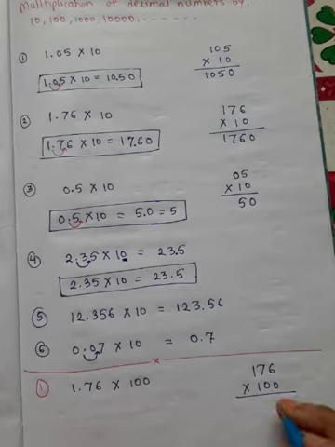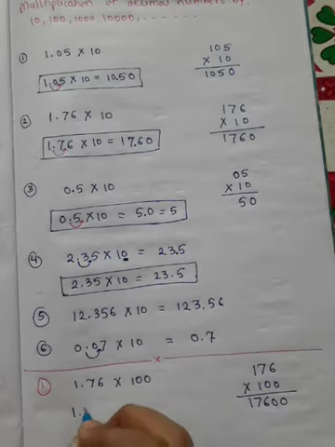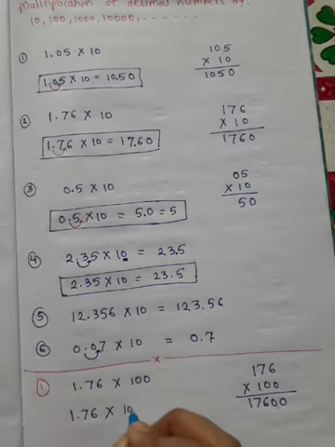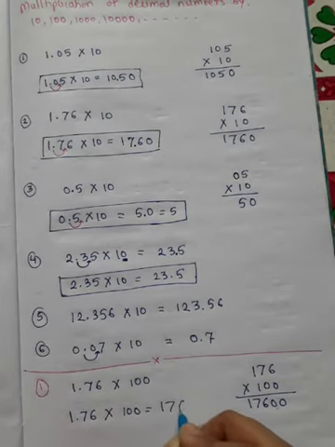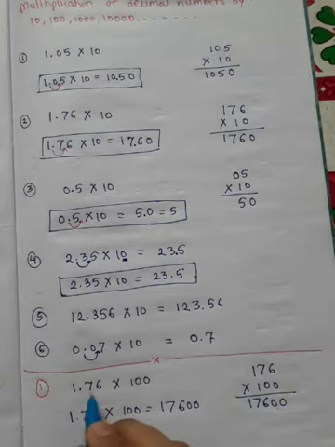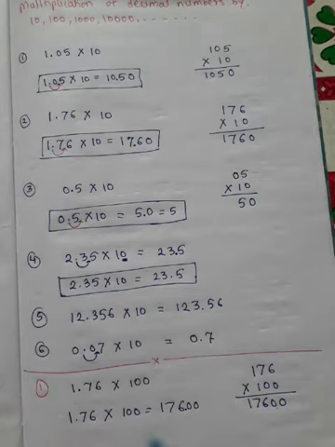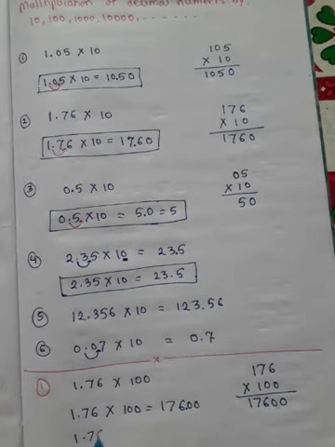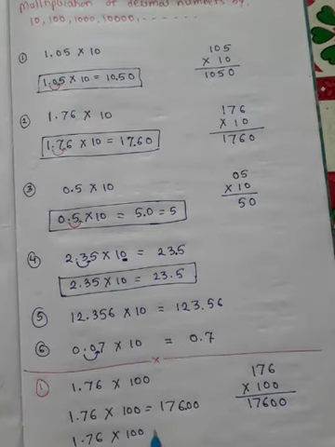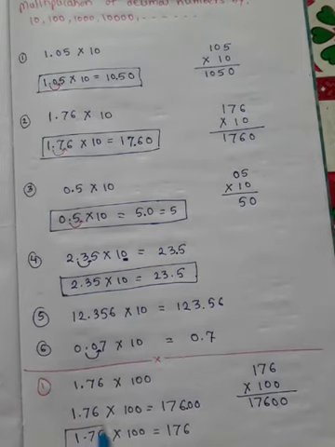So we get the product 17600. Okay, so this is the obtained product. Now to put the decimal point in the obtained product, count the digits after the decimal point. There are 2 digits after the decimal point, so put the point before 2 digits. So we get 1.76 into 100 is nothing but 176, because .0 doesn't matter.